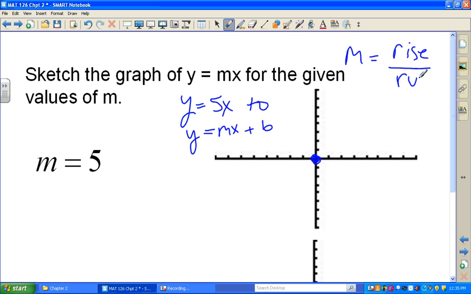Yeah, rise over run. Rise is actually the up and down component, and run's the horizontal component. So I go up 5 from that point. And I go over 1, I make a dot. And I connect them. Okay? I connect them with a really fat line. How's that? Okay? There we go.